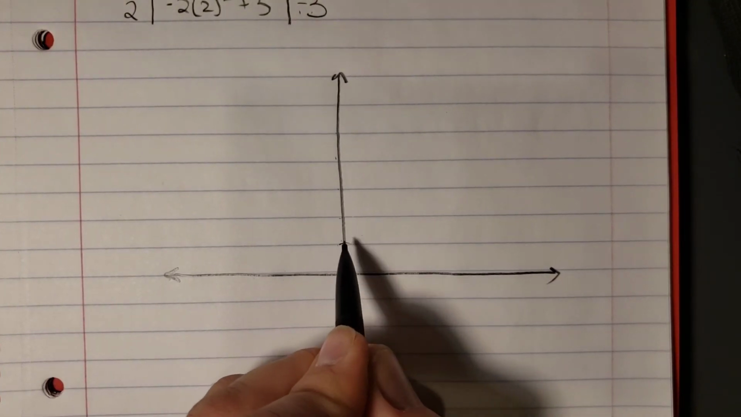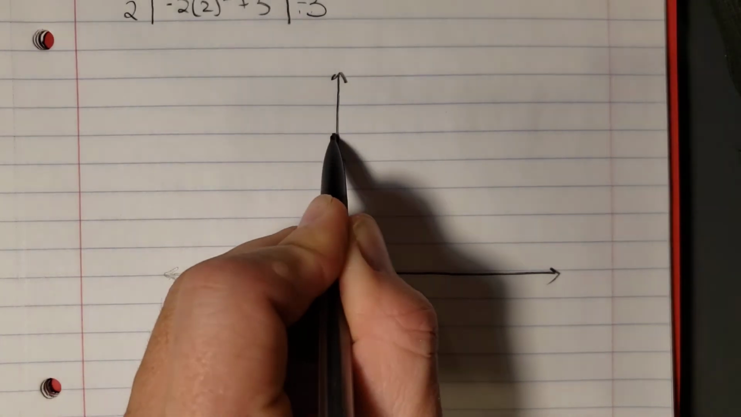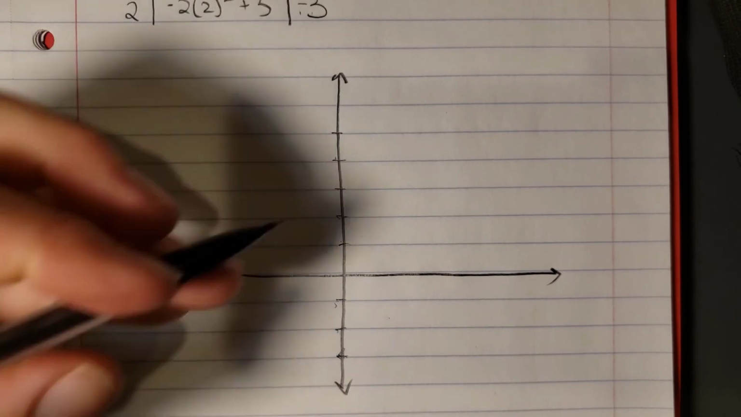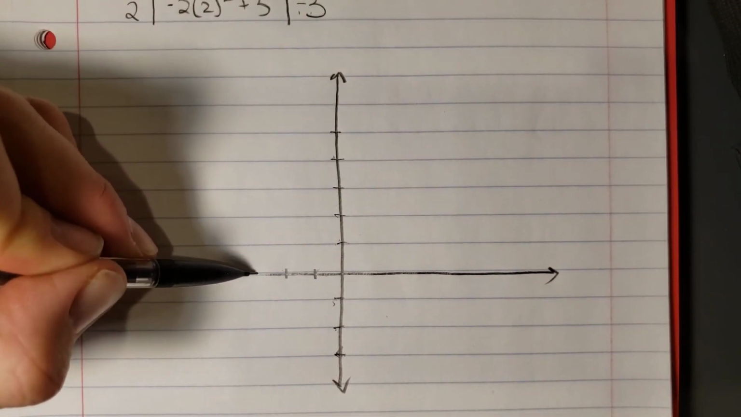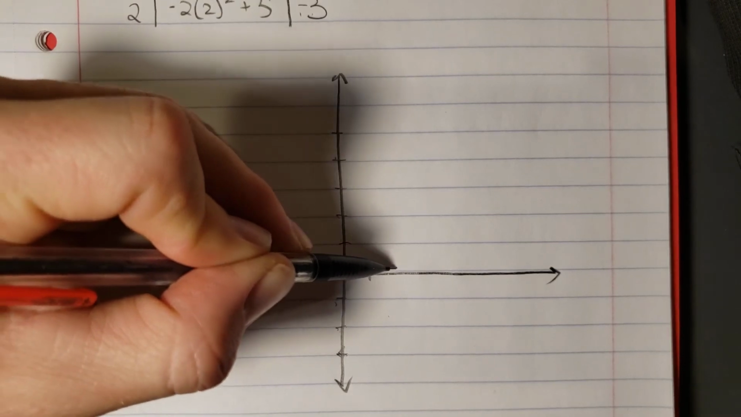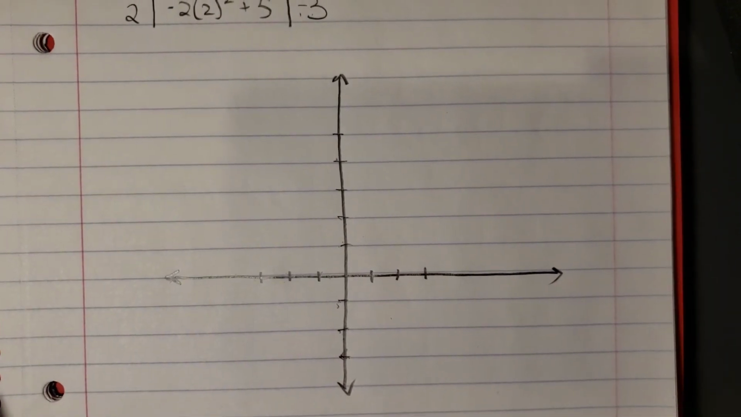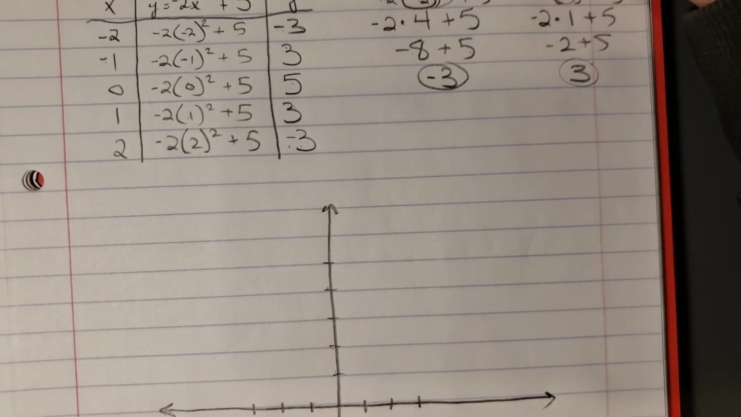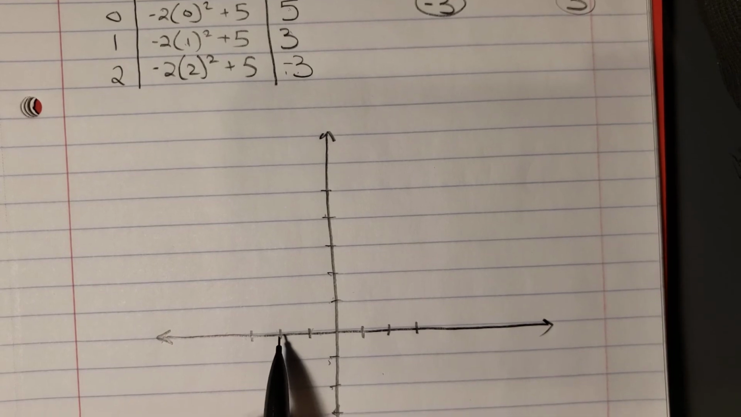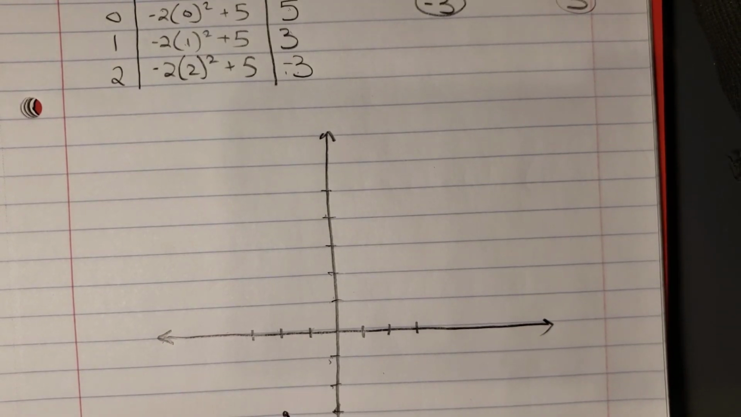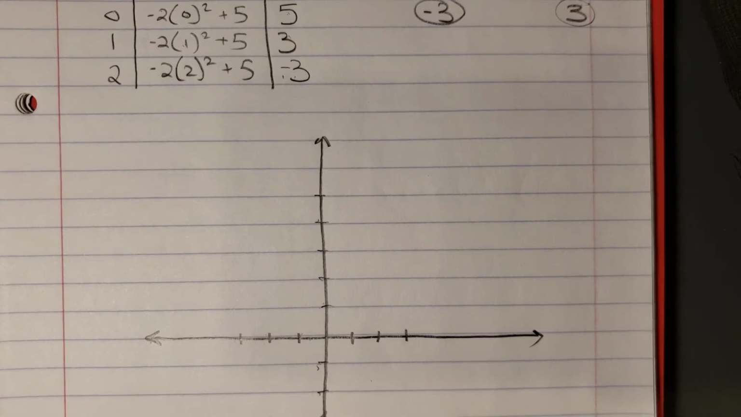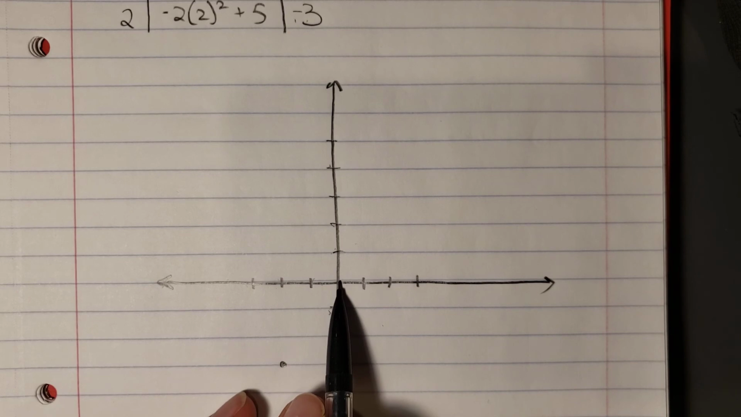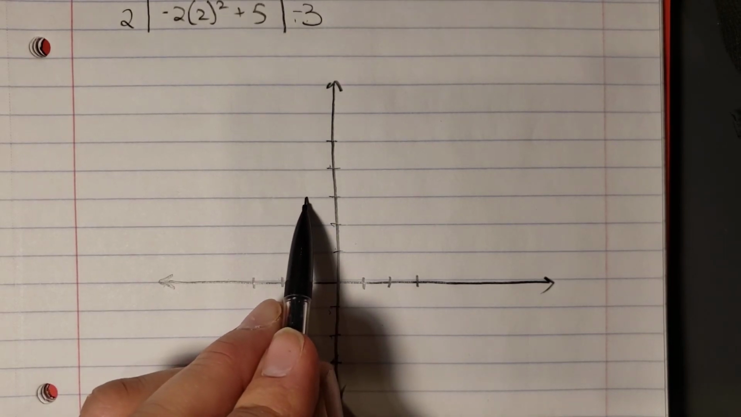I know I have to go up to +5. And I have to go down to -3. I try to make all my lines the same distance apart, so my graph doesn't get distorted at all. Okay, start with -2, -3. So that's going to be over 2, down 3. Try to line it up as best as I can. Then I'm going to go -1, 3.